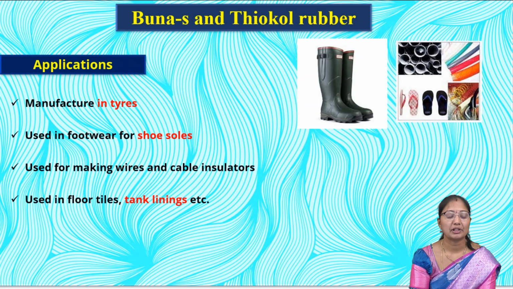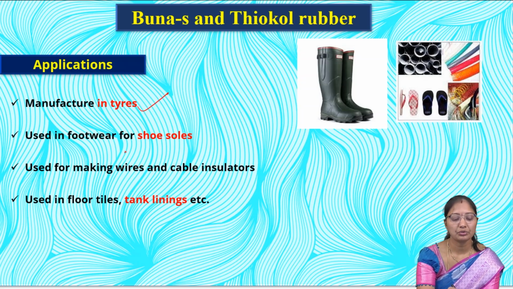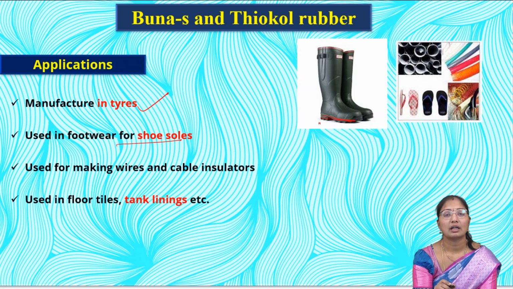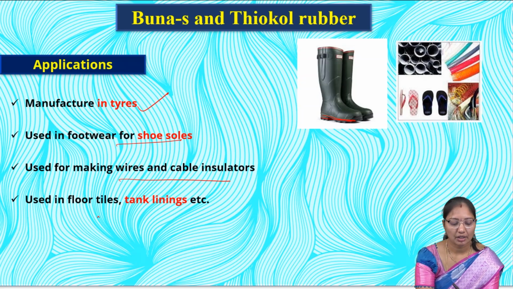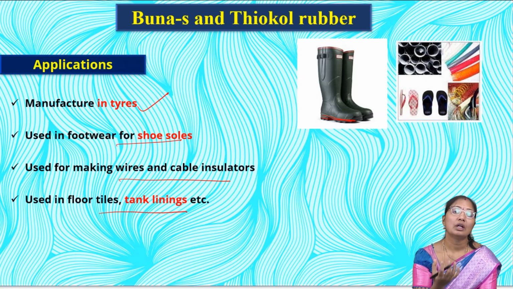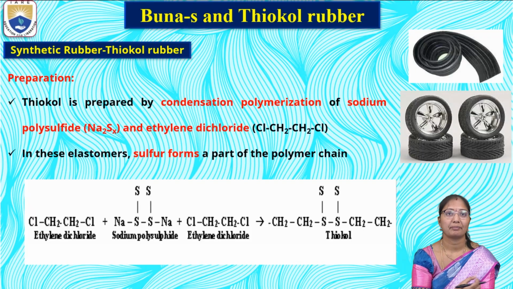So what are the applications? They are used in manufacturing of tires and in footwear for shoe soles. This Buna-S rubber was used for shoe soles, and for making wires and cable insulators because it is highly electrically resistant. They are used in floor tiles, tank linings, etc., because they are ready to accept the load. Their load bearing capacity is more in these Buna-S rubbers.